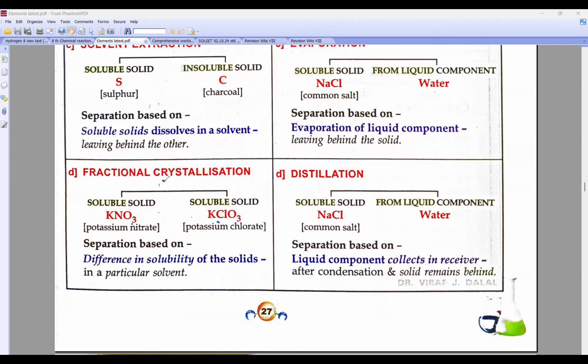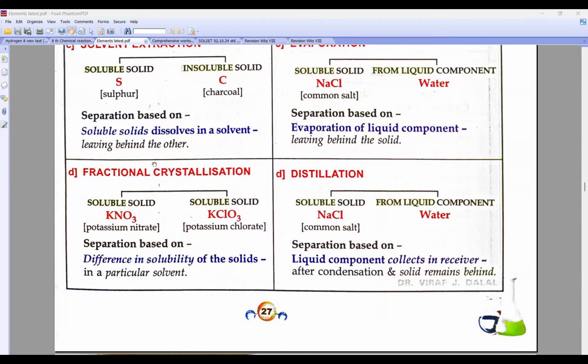So what we are going to do, we are going to prepare a saturated solution of this and then we are going to crystallize it. Who will come out first? The one which is less soluble will crystallize first.